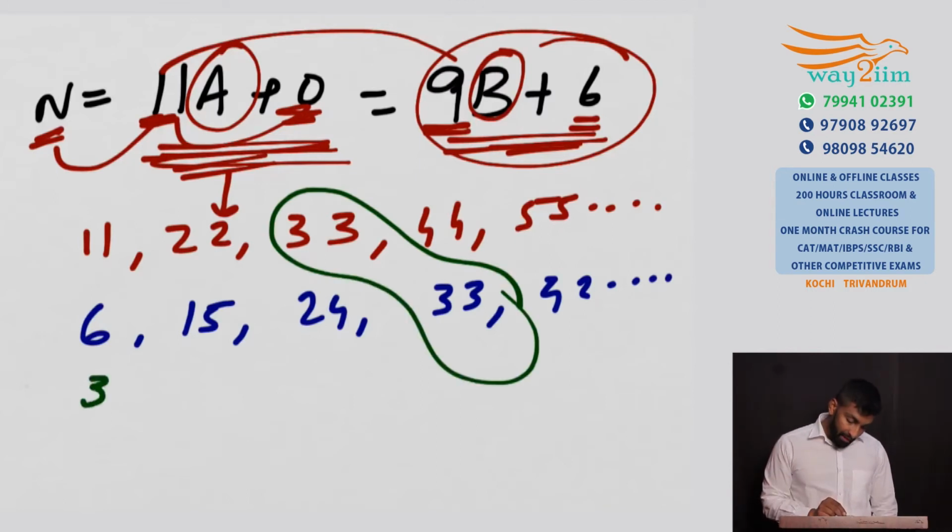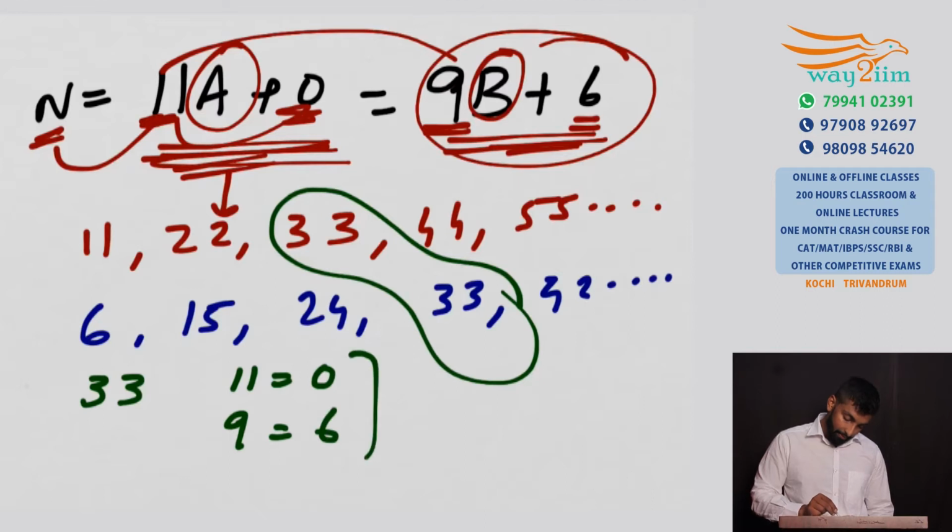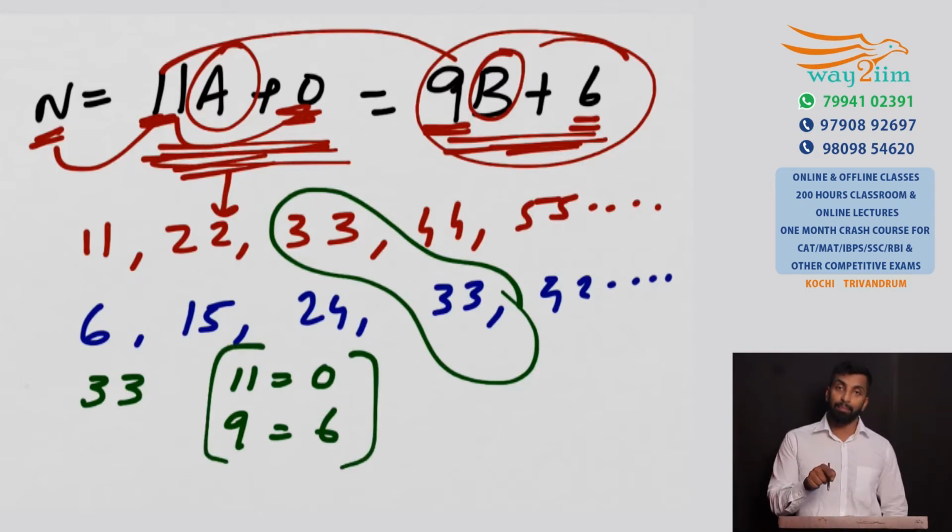What does it mean? If you divide 33 with 11, you get a remainder 0. If you divide 33 with 9, you get a remainder 6. So 33 is a smaller number but similar number. Why? Because it satisfies both the conditions.